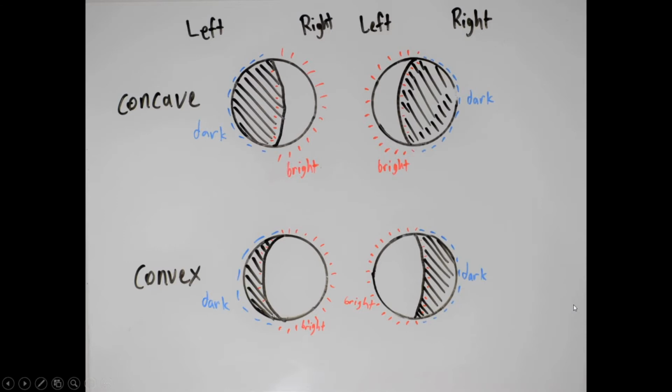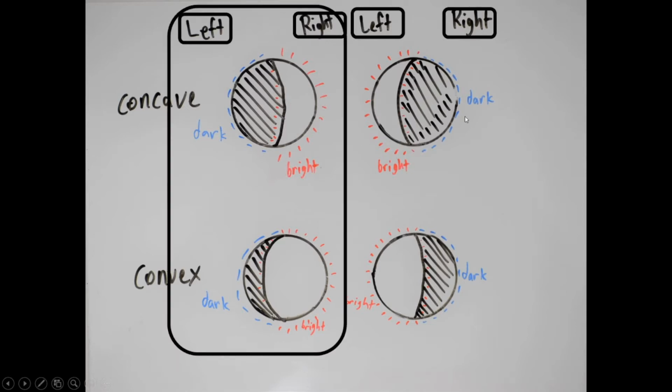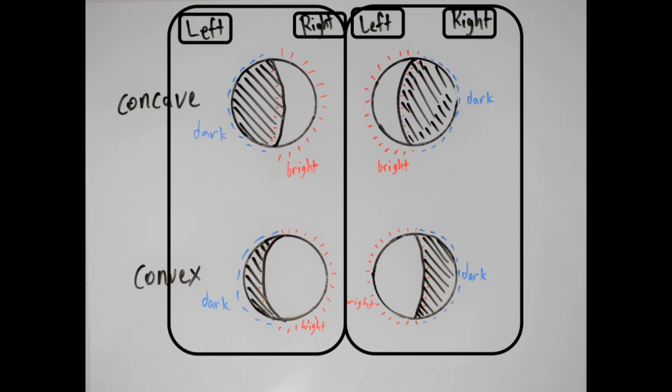Now let's look at this information. So think about the left side and the right side. Is it dark or bright, basically? Both of these and both of these are the same. On these two, the left side is dark and the right side is bright. And for these two moons, it's the opposite. The left side is bright and the right side is dark. So what does this mean?